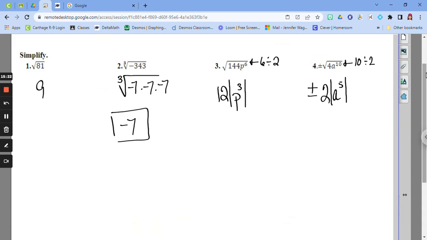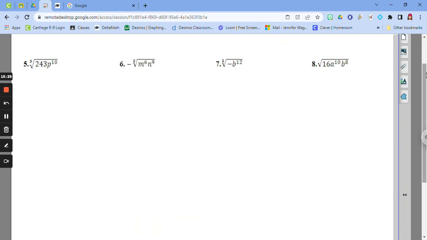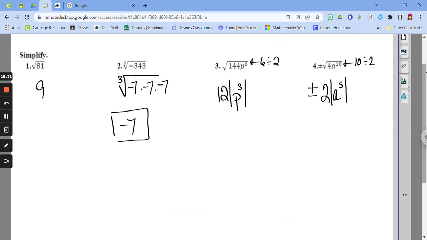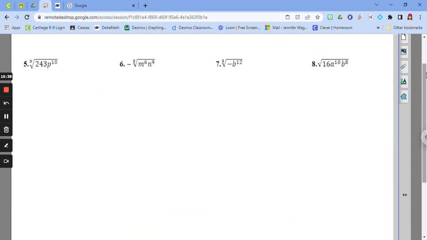If it's an odd index, an even exponent, no good. Nope. Because just like we showed on number 2, you can take an odd index of a negative number. That can happen. So if it's odd and ends up with something, then you're fine.